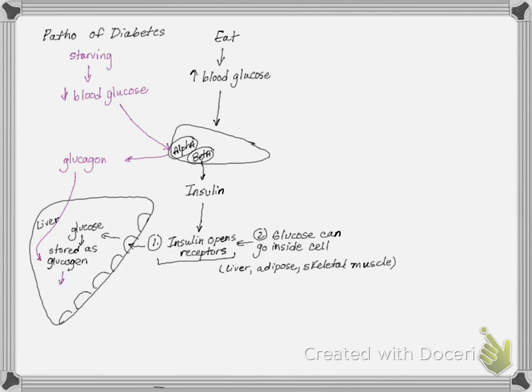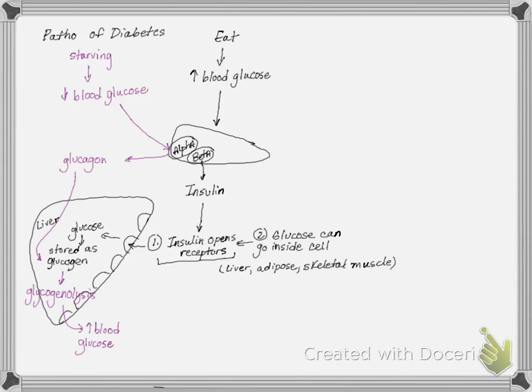And it does this in the form of glycogenolysis. So then that's going to increase our blood glucose. So depending on what the blood glucose is, the pancreas is either going to produce insulin or it's going to produce glucagon. So the pancreas controls both, okay?